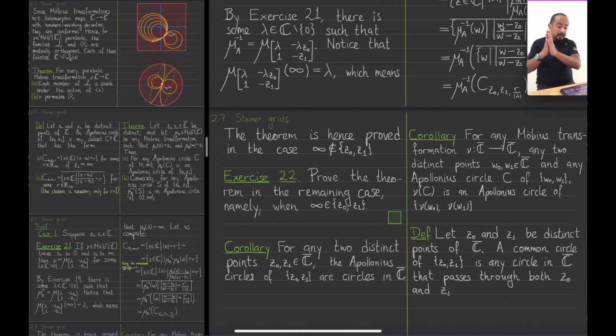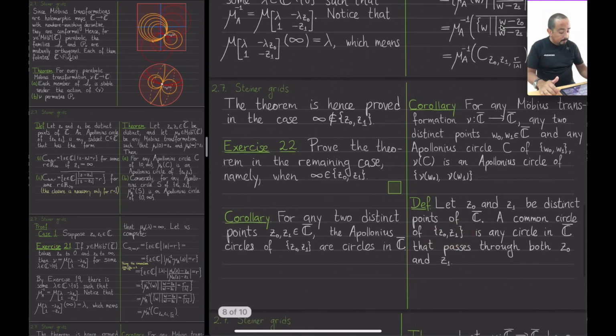Okay, and then let's map through a Möbius transformation. Well, the Möbius transformations send circles to circles. They all share 0 and infinity, and then I map them. They are circles in C bar that pass through my two given points, right? So this is the other family, right? So if I have two distinct points, a common circle of the pair is any circle in C bar passing through both of them.